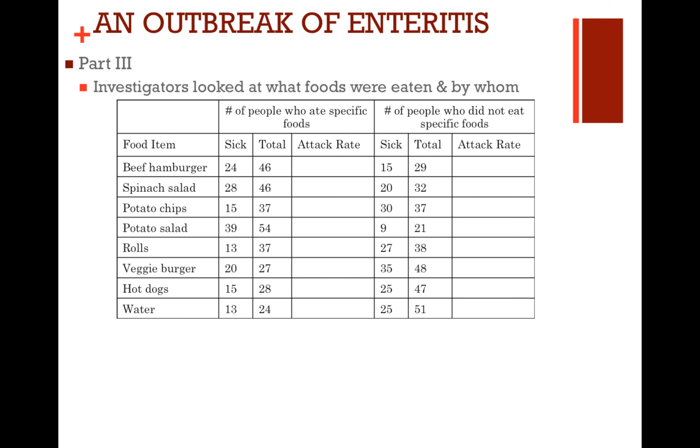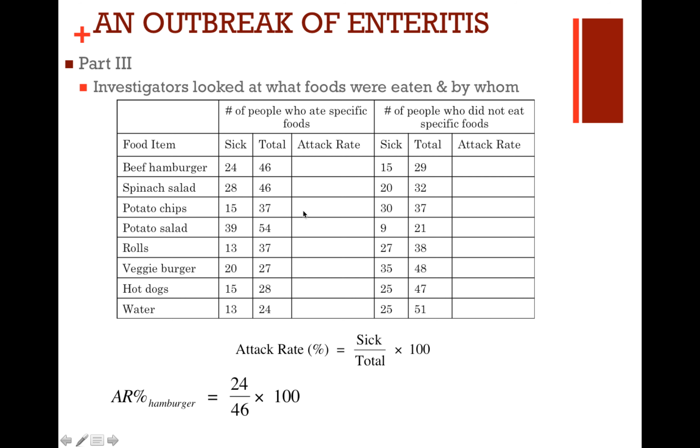So investigators put together this table. You have the number of people who ate a specific food, people who did not eat that food, who got sick, and the total number of people. So you'll see these totals are going to be different because not everybody ate every food. And then you can simply calculate the attack rate. Again, number of sick divided by the total for each food.